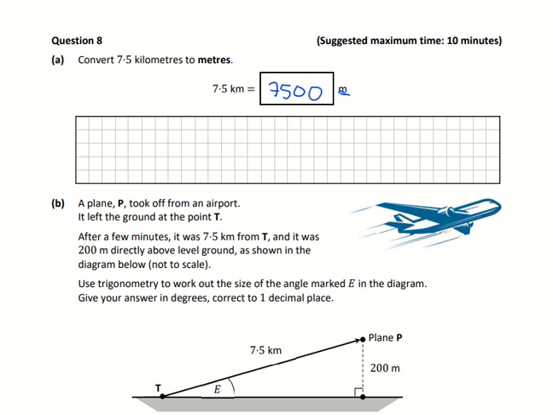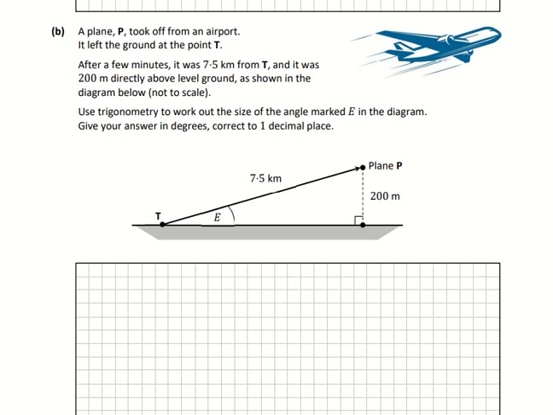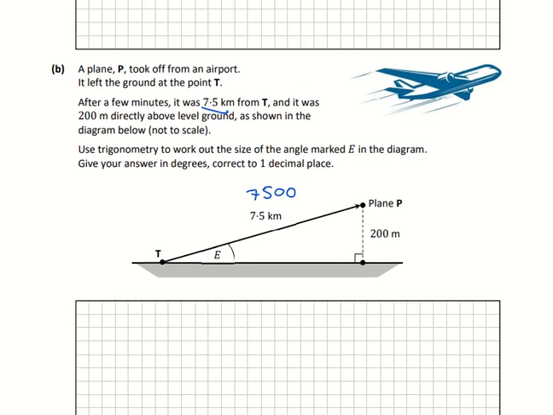7,500 meters. Second part, now in here you have 7.5 kilometers, and you've already converted it above to 7,500 meters, so I'm going to put that in there. Part A was really to help you in here, to convert them all to the same units, because you see down that the 200 is in meters, so at least they're all in meters now.